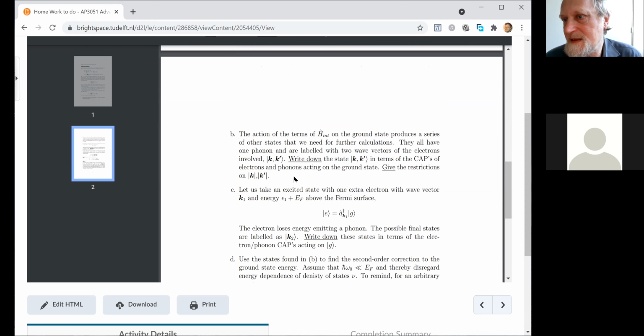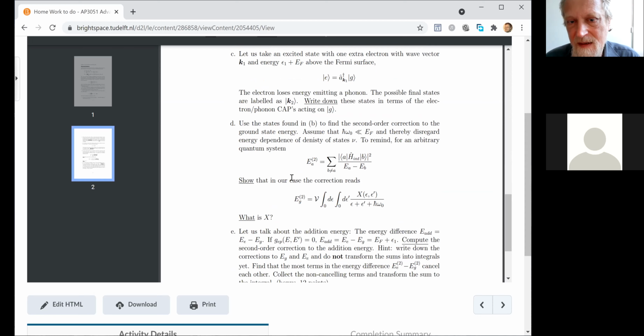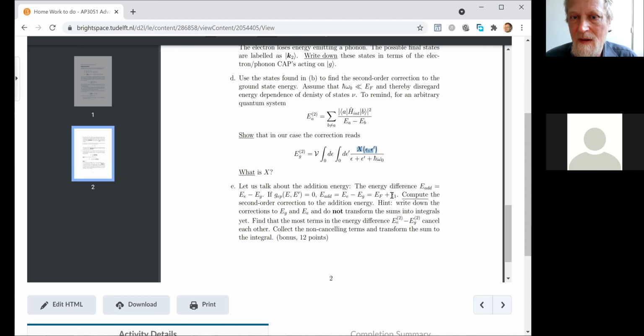So points B and C are just to prepare you to do the actual calculation, which you do. Right. And then you're invited to show that the correction assumes this form. It's proportional to the volume, but it's also natural, its energy of the whole system proportional to volume. And one needs to reduce the equation to this form and say what X actually is. All right, so there is some calculation which involves calculation of matrix elements and summing them up and somehow transforming it to the form of an integral over energy.